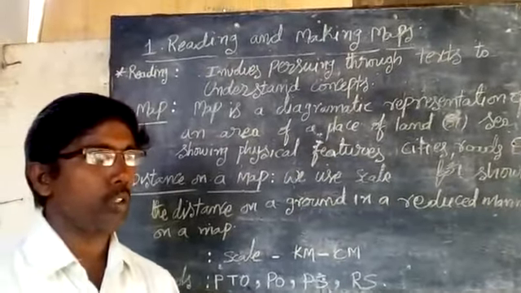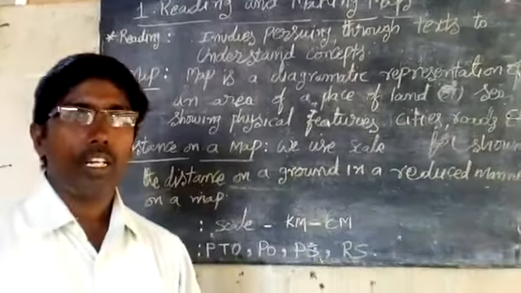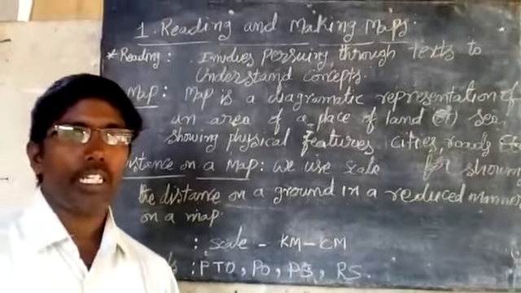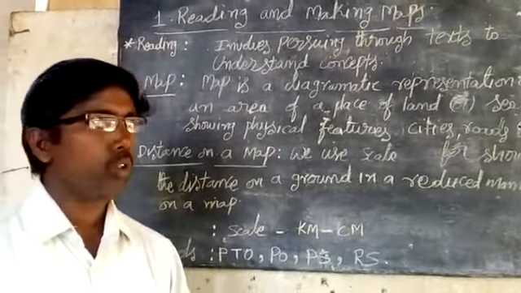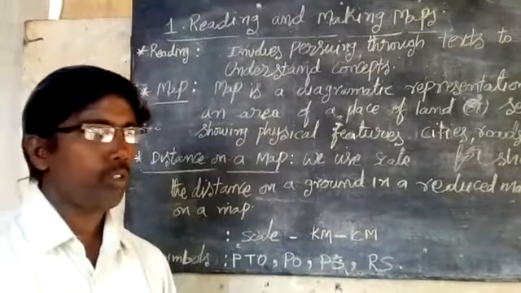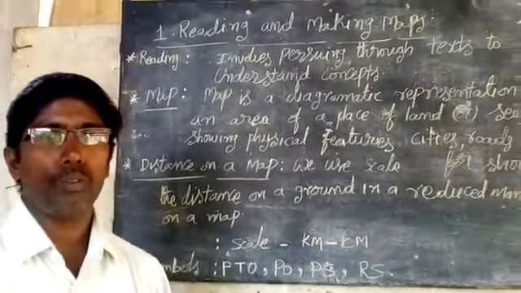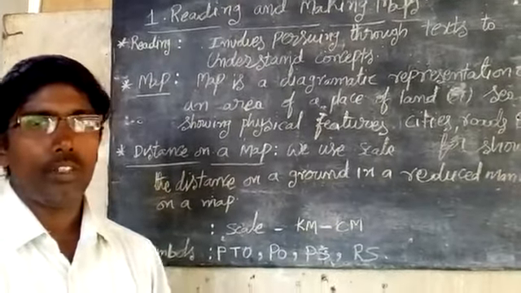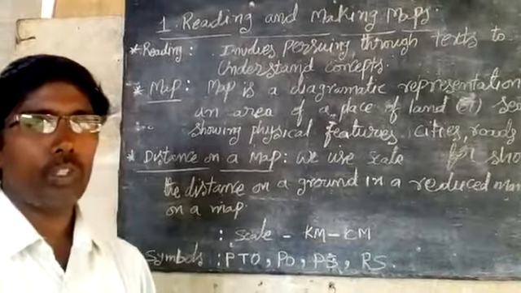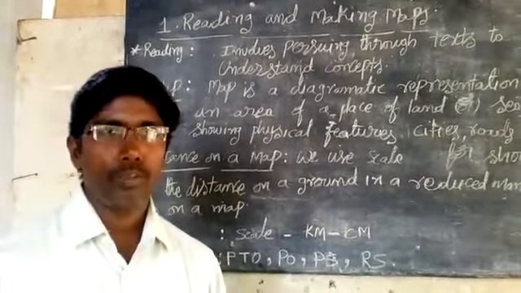Like that, some symbols are also prepared by the map makers to show the Pakka road, the Kacha road, the railway line, meter gauge, broad gauge, the church, the habitations, the masjid. Different symbols were prepared by the map makers. Map makers use these symbols and they prepare the maps.